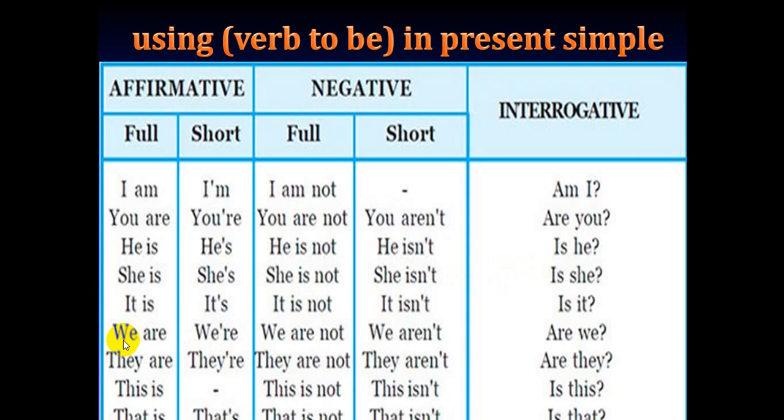The pronoun we: we are becomes we are not, we aren't, are we. They are, they are not, they aren't, are they. And if we want to use this or that من تستخدمون this مع that. This is, there is no short form. This is not, this isn't, is this. That is, that's, that is not, that isn't, and is that.